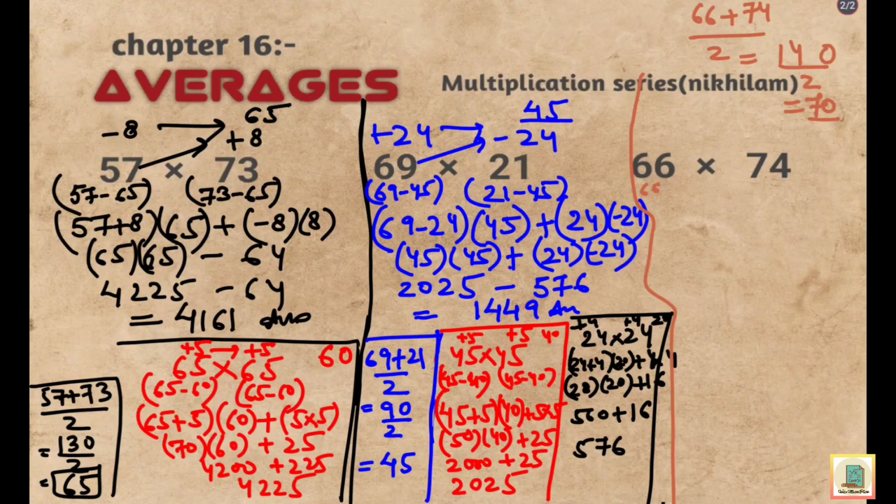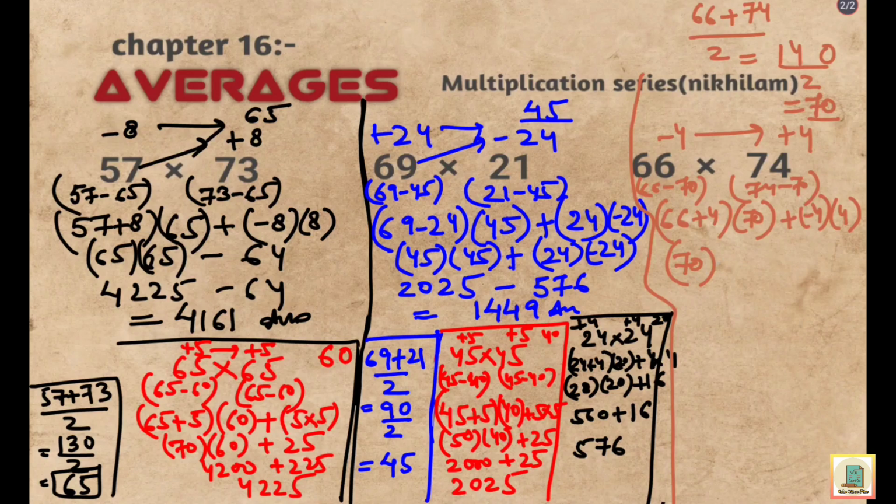So now 66 minus 70 gives you minus 4 as deviation, and 74 minus 70 gives you plus 4 as deviation. Now 66 plus 4 multiplied by the base, which is 70, plus the deviations multiplied, which will be minus 4 multiplied by plus 4. 66 plus 4 gives you 70, multiplied by another 70, plus 4 multiplied by minus 4 gives you minus 16. So 70 multiplied by 70 gives you 4900, and here plus minus is minus, so minus 16. So the final answer is 4884.